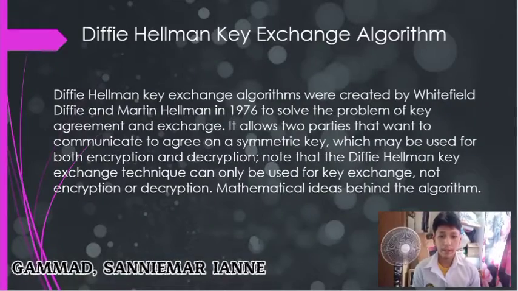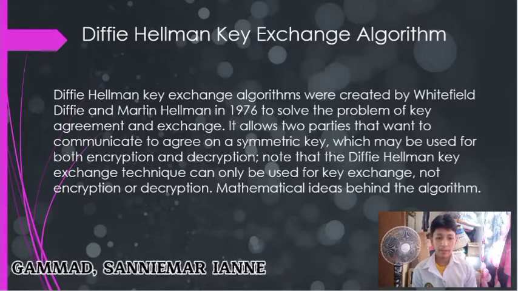The Diffie-Hellman key exchange algorithm was created by Whitfield Diffie and Martin Hellman in 1976 to solve the problem of key agreement and exchange. It allows two parties that want to communicate to agree on a symmetric key, which may be used for both encryption and decryption. Note that the Diffie-Hellman key exchange technique can only be used for key exchange, not encryption or decryption.